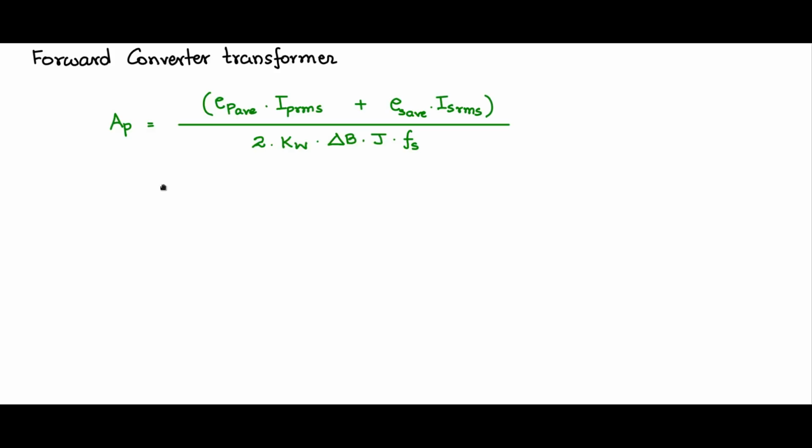Now let us take another example, and that is of a switched mode DC-DC converter. We have studied and discussed the forward converter. Let us try to find the area product of the forward converter transformer. We use the generic AP formula: AP equals E primary average half cycle, I primary RMS plus E secondary average half cycle, I secondary RMS, by 2 kW delta B, J and Fs.